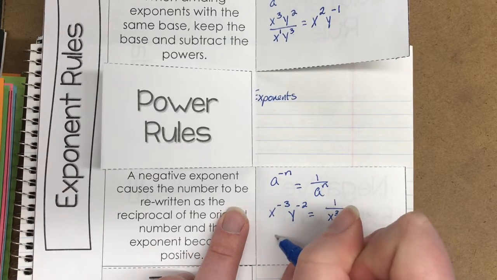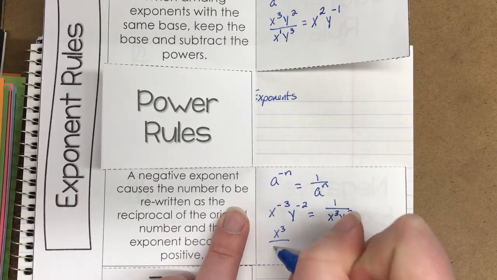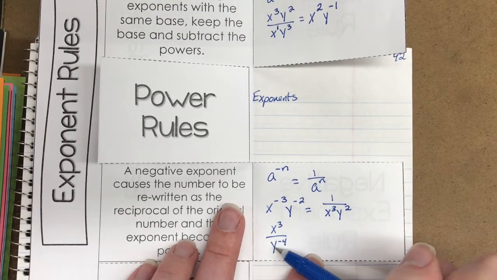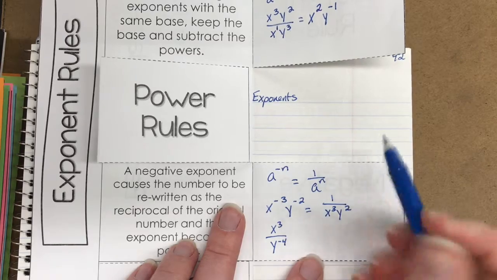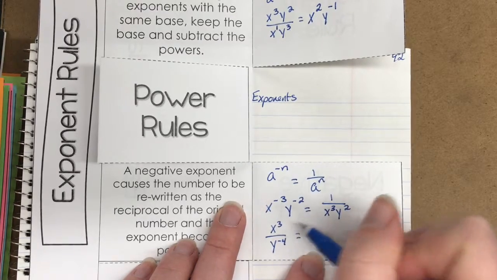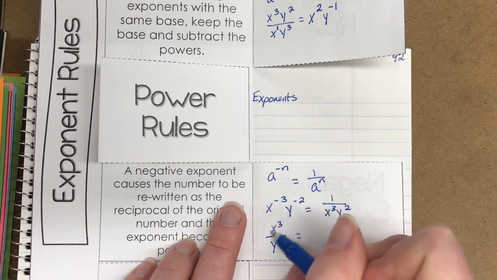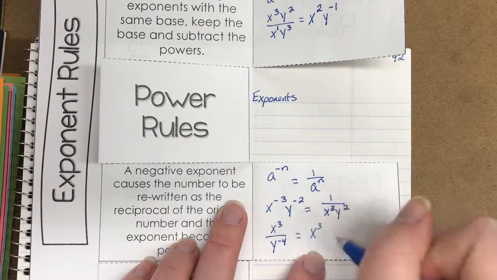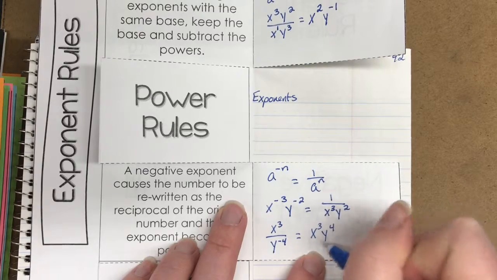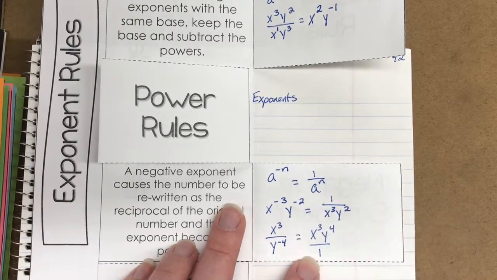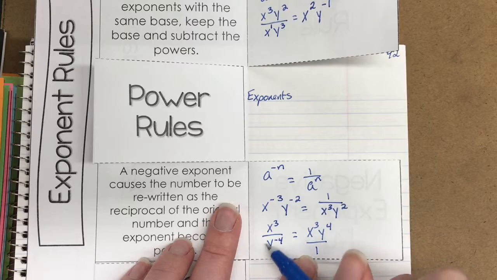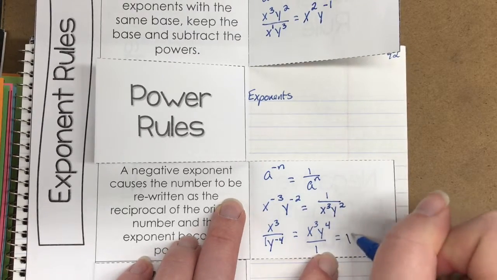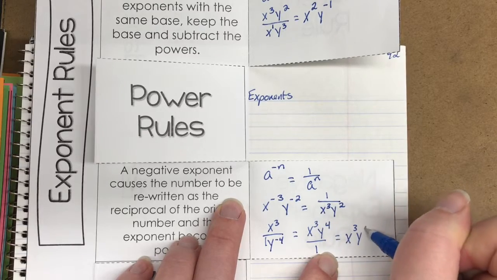Now, if I had x cubed over y to the negative fourth, since this is in the denominator, when I flip it over, it moves to the numerator, and the x cubed, since this is already positive, it stays in the numerator. So I'll move this y to the negative fourth up to the numerator, and then I can write this over 1 because there would just be this 1 left in the denominator, or I could leave it as x cubed y to the fourth.